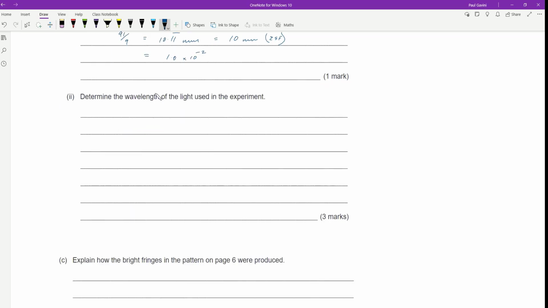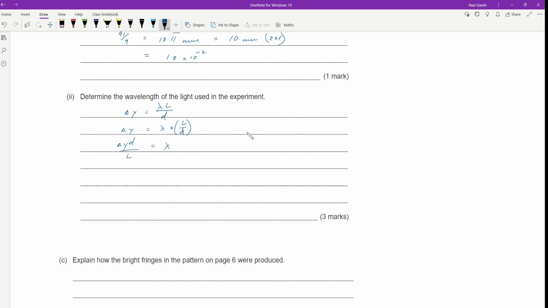Determine the wavelength of light used in the experiment. So delta Y is equal to wavelength times by the length, the distance to the screen, over the distance between the slits, if I actually rearrange that. So on the other side it's divide by, or I can actually invert and multiply. So distance between the bands is equal to the wavelength.